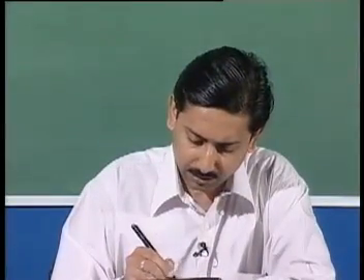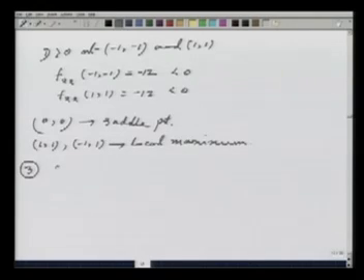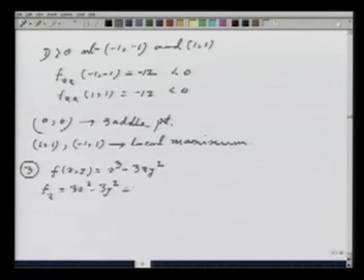Now let us look at our third example. The function here is f of x, y equal to x cube minus 3xy square. Okay. So again we start with fx. Fx is 3x square minus 3y square, which is equal to 0, I have to see, and then fy, that is minus 6xy, that is equal to 0.